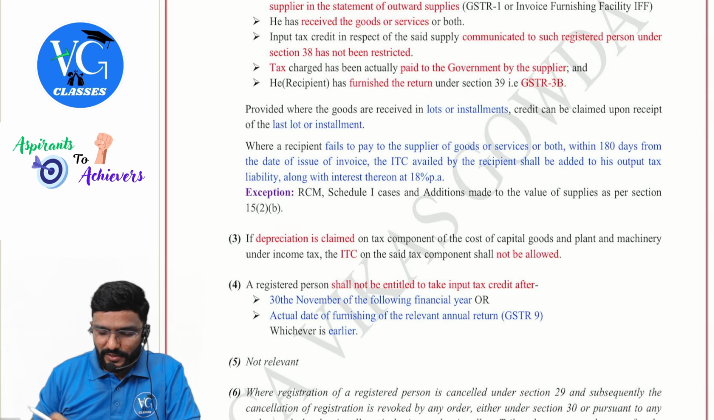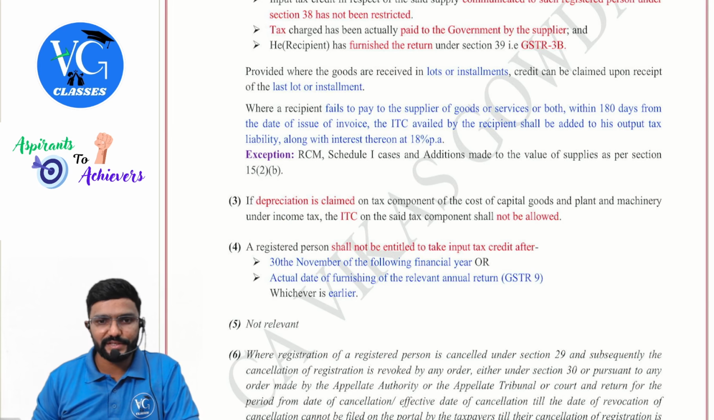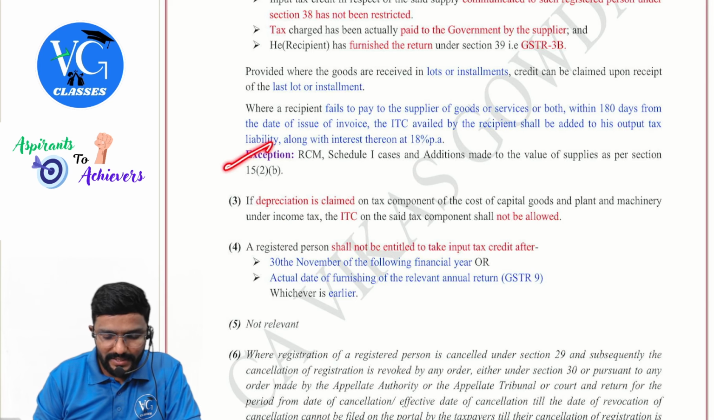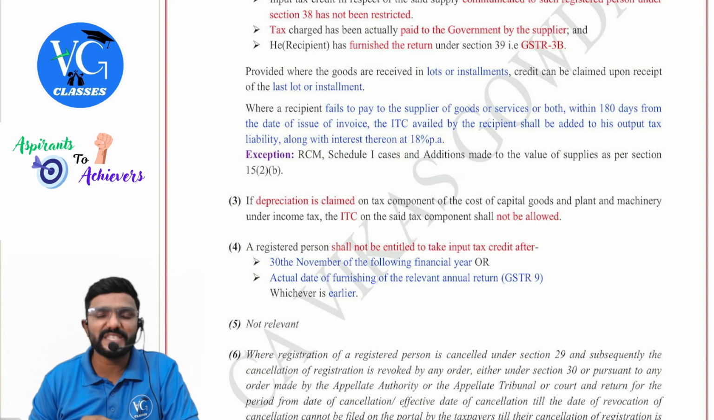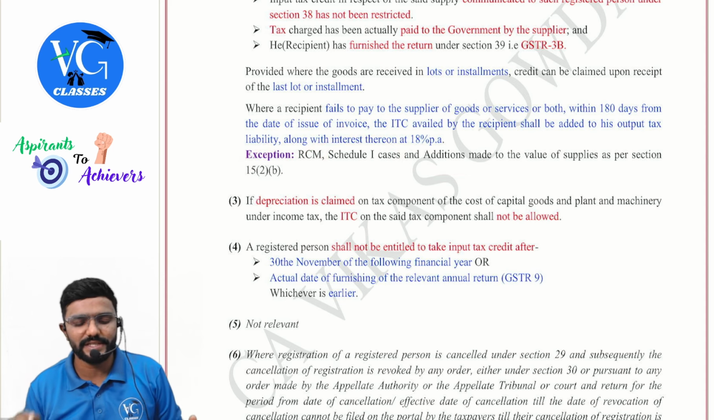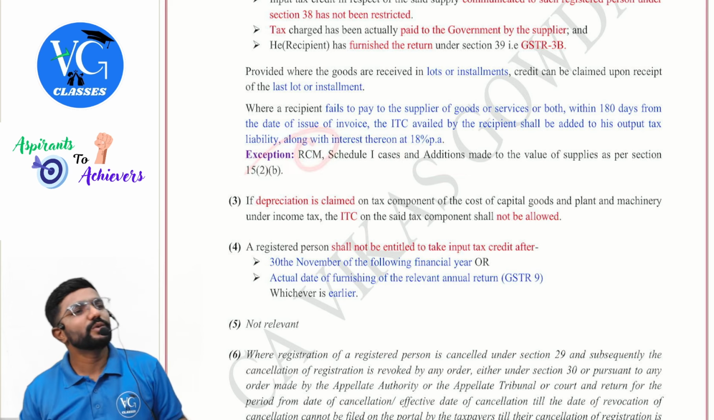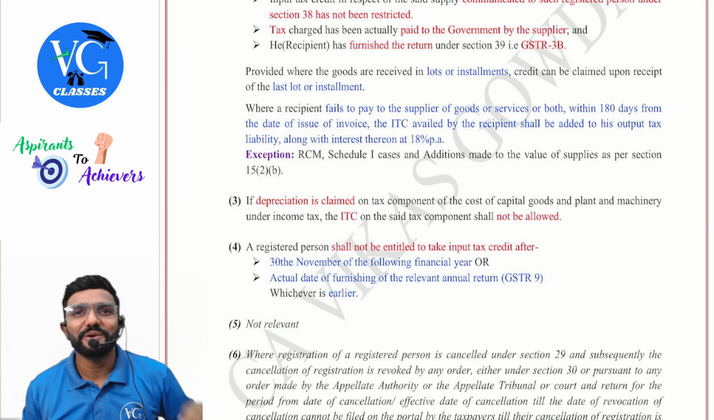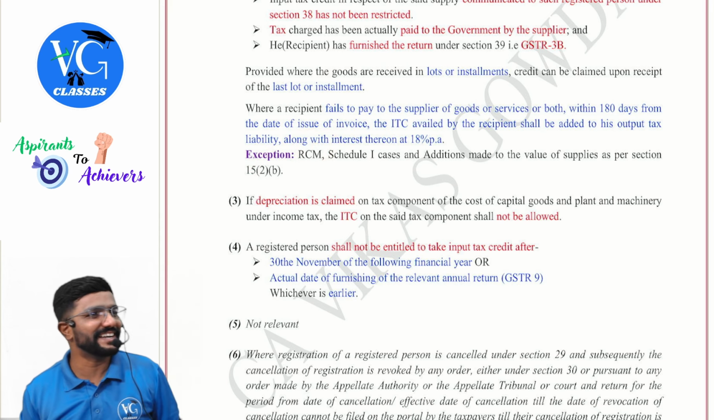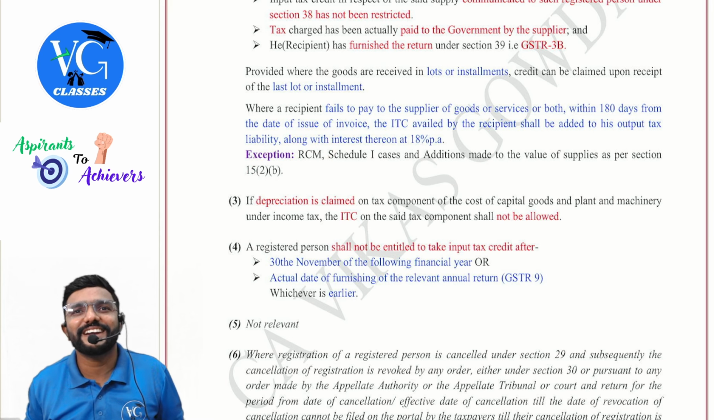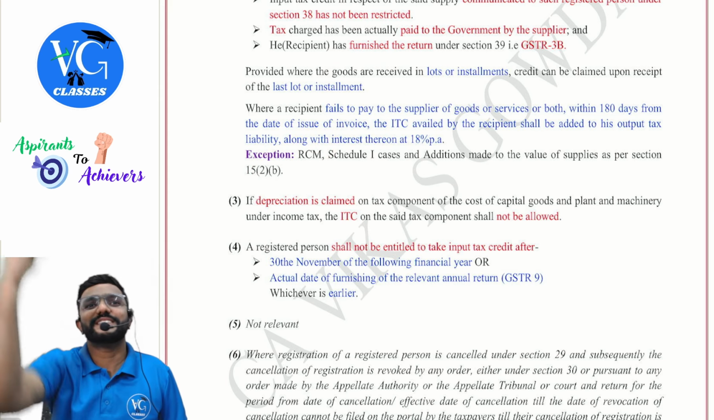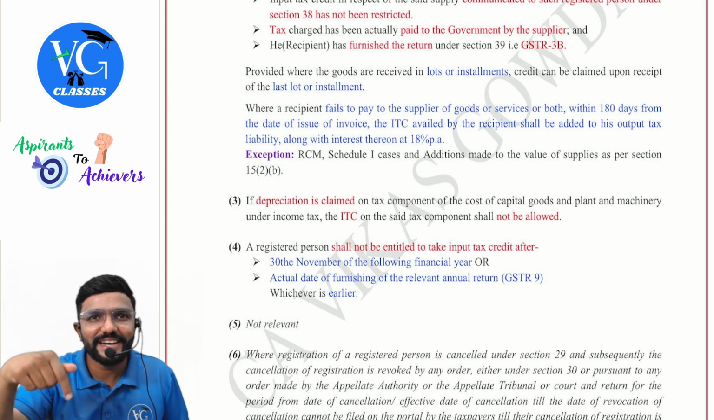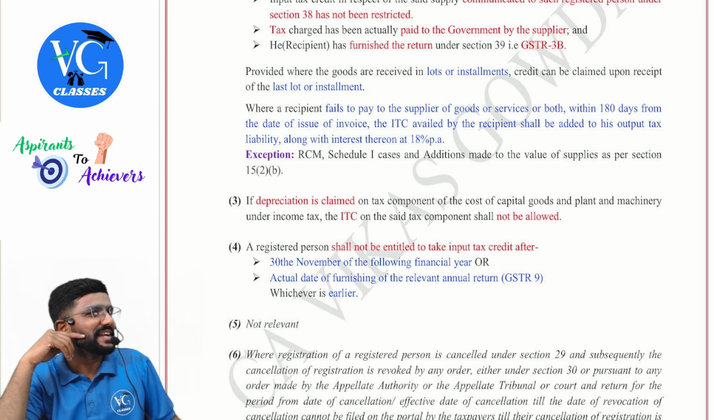But this 180 days concept is not applicable in the following cases: RCM, Schedule 1 cases, and additions made to the value of supply as per section 15. To be logical, see, in an RCM case, who should pay tax? The recipient. Only if he has paid tax, he will get the credit. Who has the liability to pay tax under RCM? The recipient. Only if he pays, he will get a credit. So there is no concept of 180 days here.